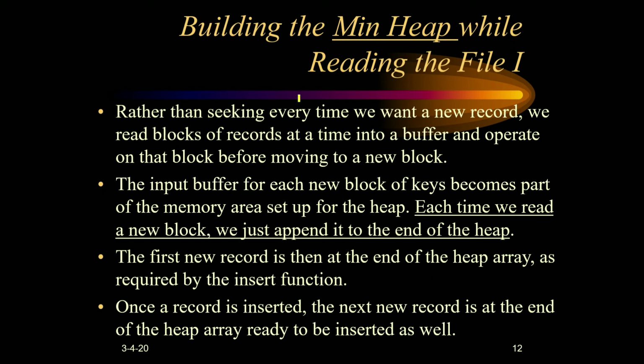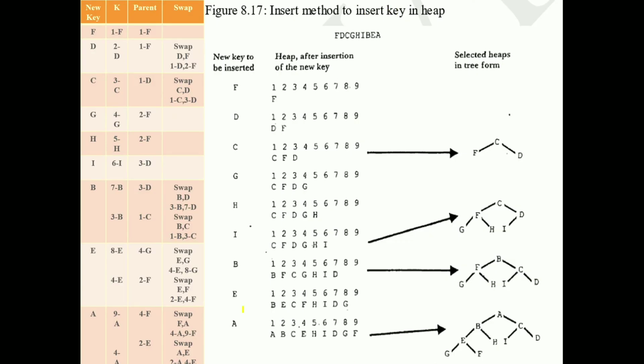Now the next one is building the min heap while reading. As I've already told, in heap we try to do building the heap and sorting the heap parallelly. Building is done whenever we are reading, and sorting is done whenever we are writing into the disk. The main point to keep in mind is that each time we read a block, we add it to the heap, build it, and after that we do the sorting and write it to the disk.